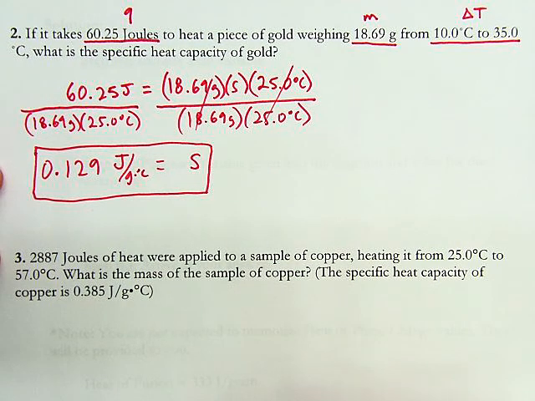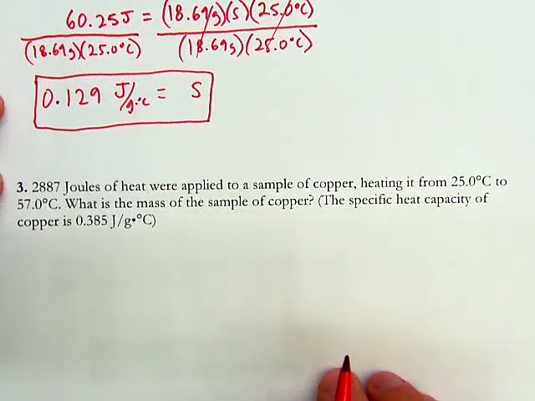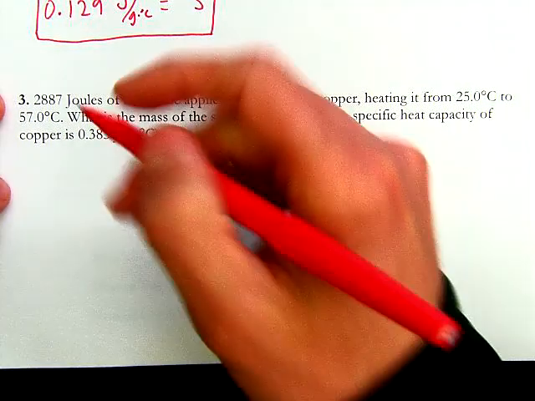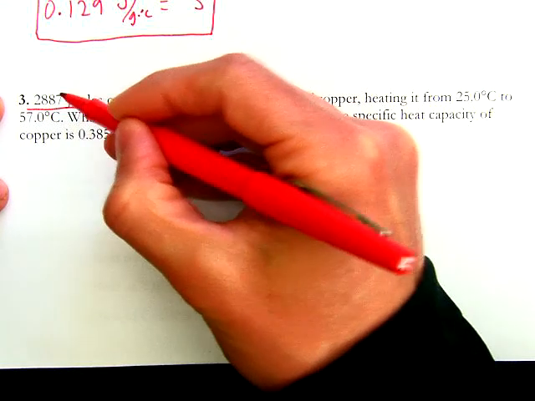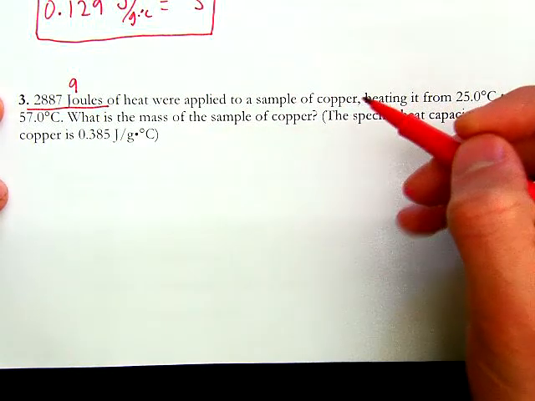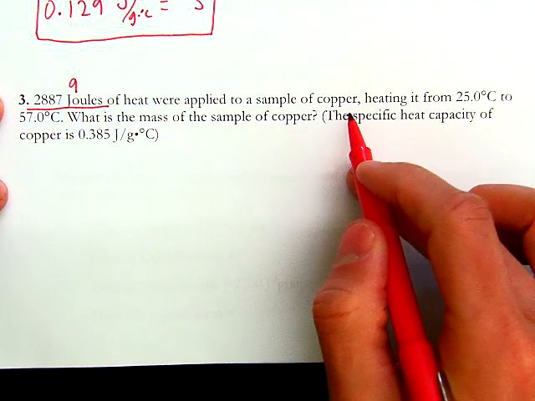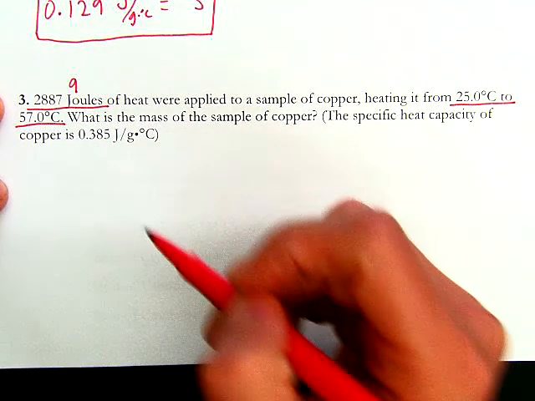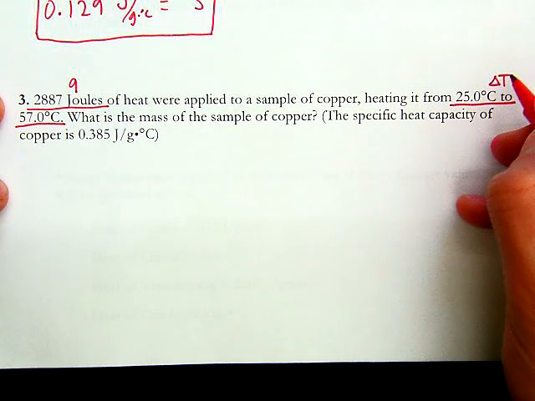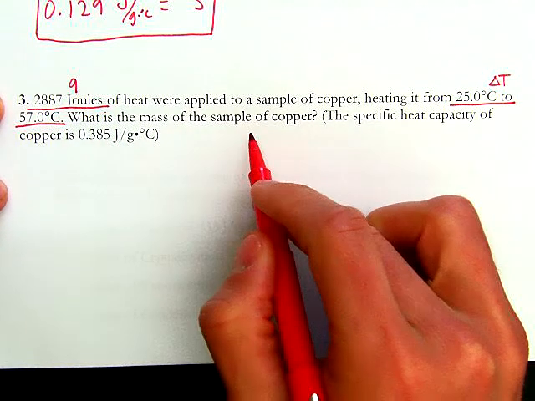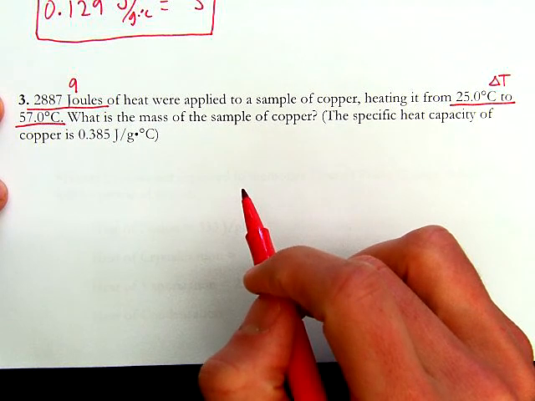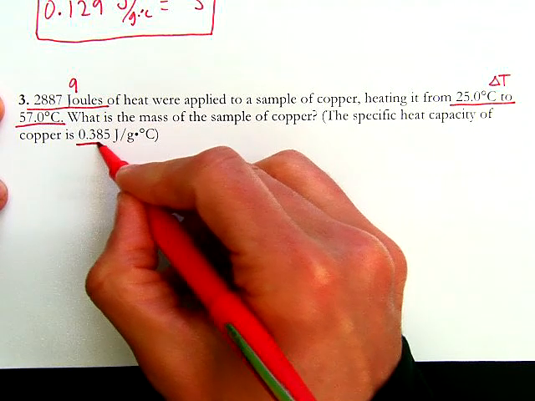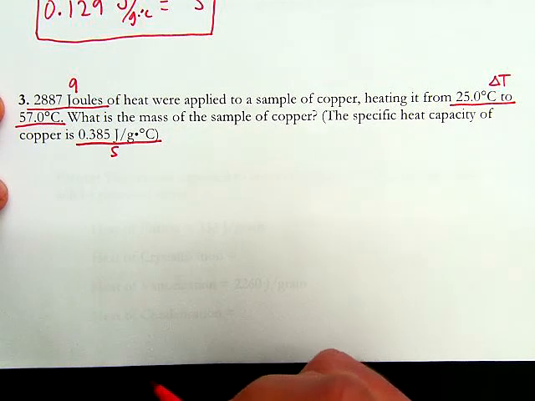Now, number 3 is a problem where you are actually, again, given joules. So joules is given, so that's your Q. Heat's applied to a sample of copper, heating it from 25 to 57, so that's your delta T. What is the mass of the sample of copper? So we don't know what the mass is. Now it tells you the specific heat capacity of copper is, so this is our S. So again, we have 3 of the 4 variables.